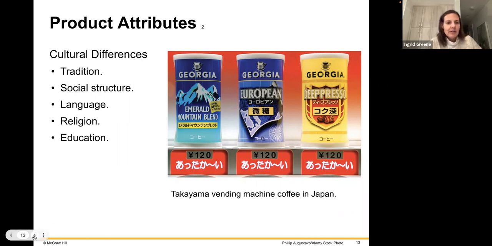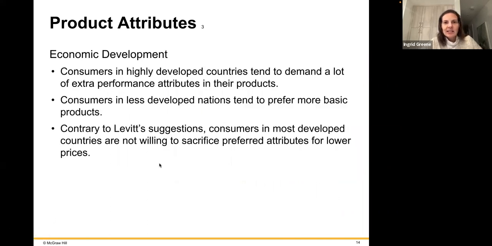So let's go ahead and jump into the next slide. We have 2 more slides and then I'll end this section. Economic development. So as I said a couple of slides ago, how that affects your marketing mix. So consumers in highly developed countries tend to demand a lot of extra performance attributes in their products, right? BMW has met that demand. Consumers in less developed nations tend to prefer more basic products, right? They want cars, maybe not necessarily with air conditioning or electric windows.